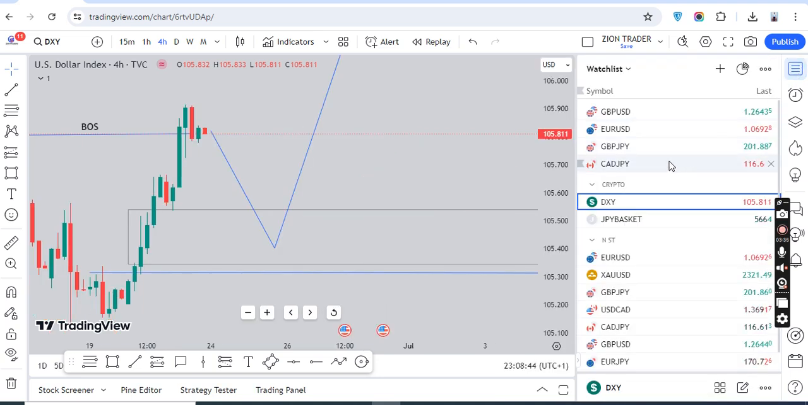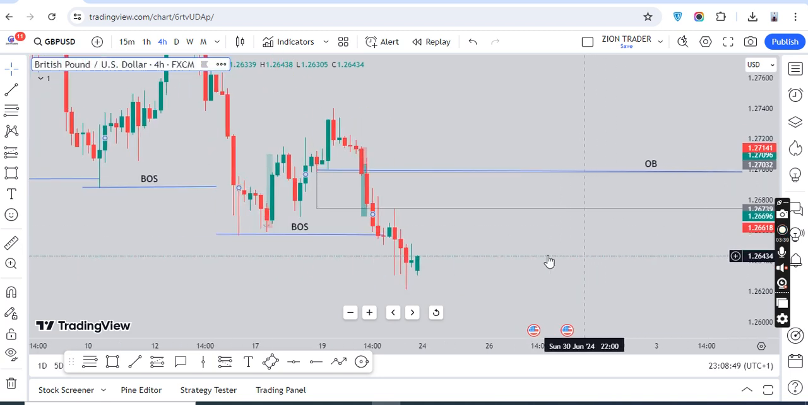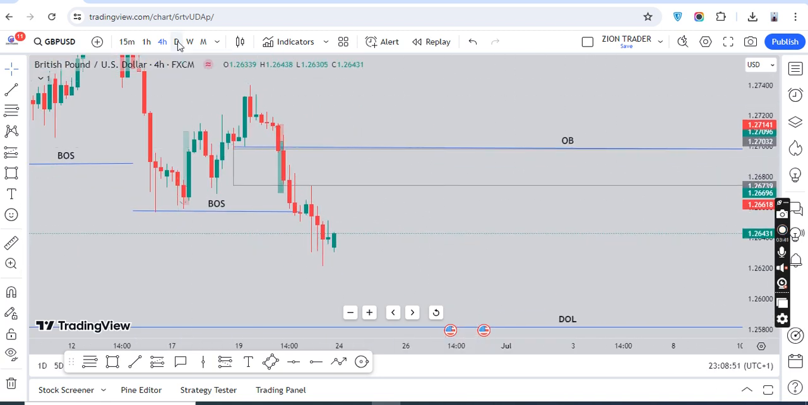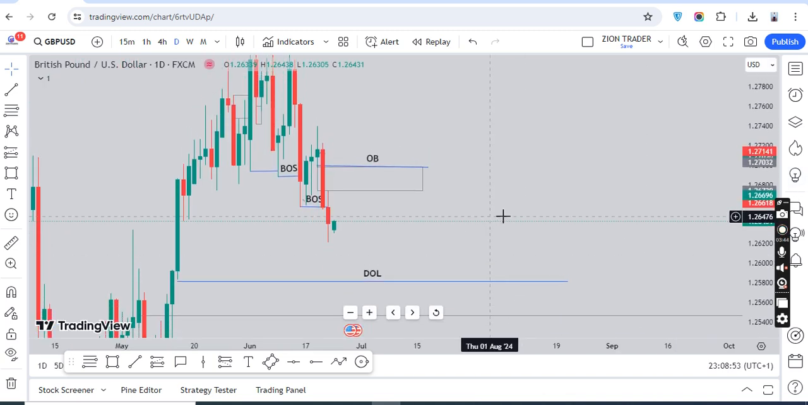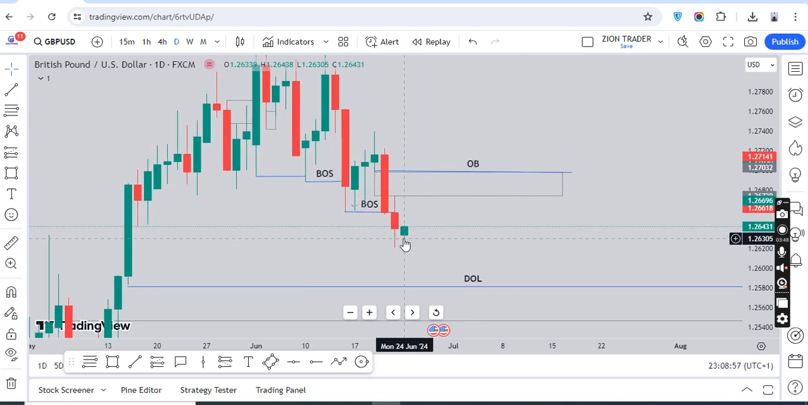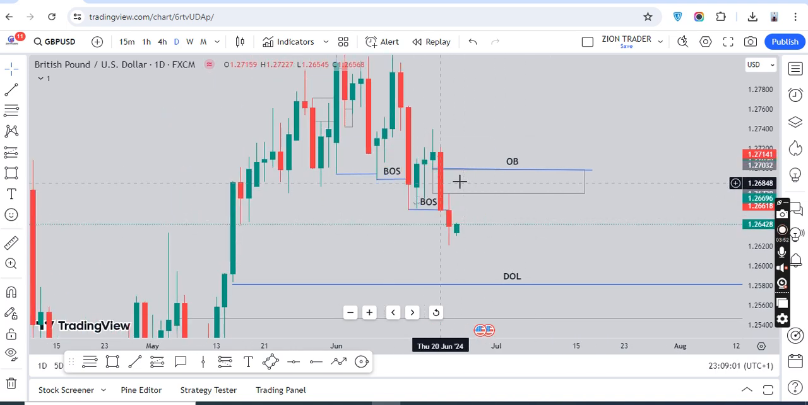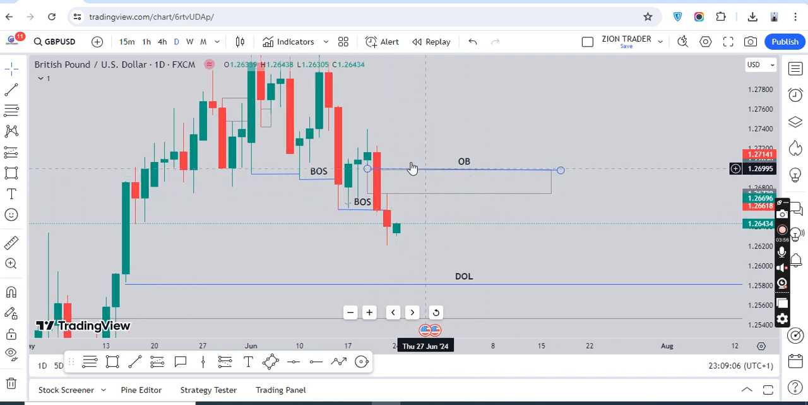So let's quickly go to GBPUSD and see. Actually it's pretty much the same thing on GBPUSD. Let's go to the daily time frame. We can see on the daily time frame we have a break of structure. Price is pretty bearish, and we are looking at price trading into this fair value gap on the daily time frame. So this is actually our draw on liquidity. It's almost the same thing we did here, guys.